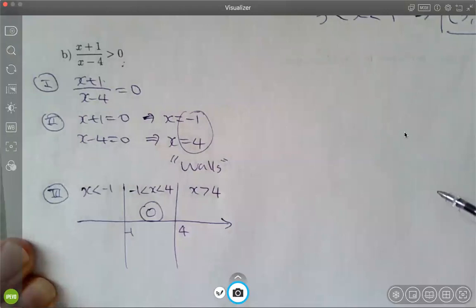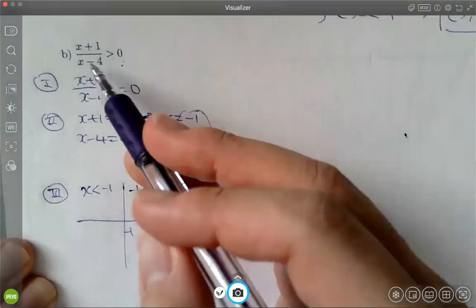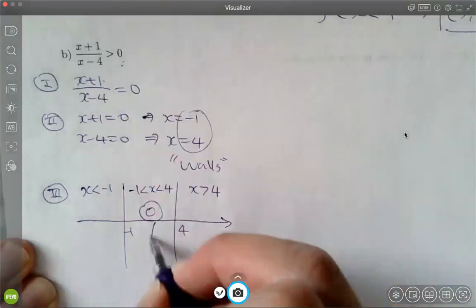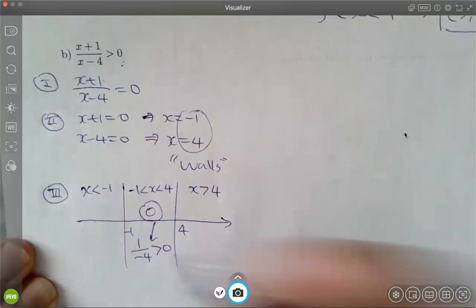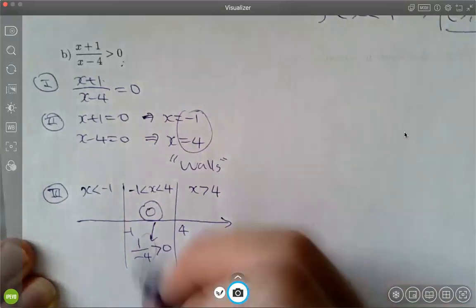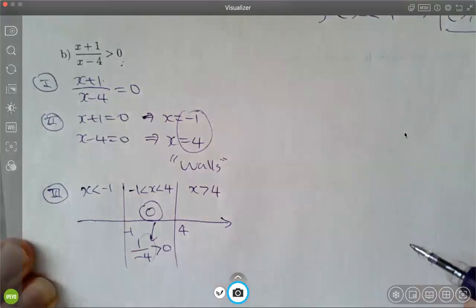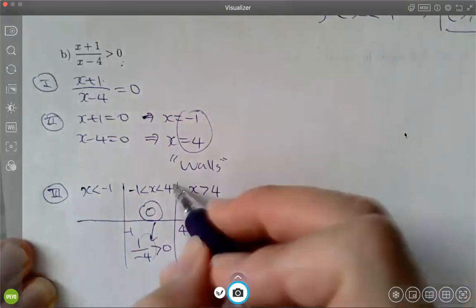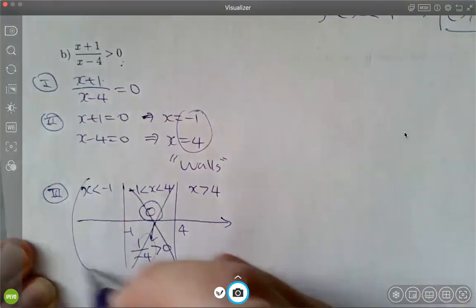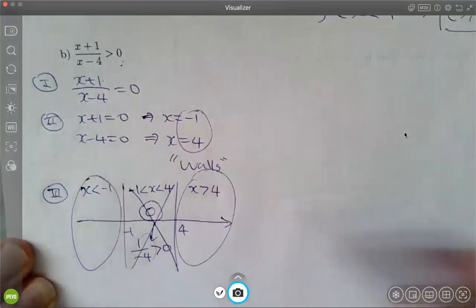So now plug in 0 to the inequality. What do you get? 1 over -4 is greater than 0. And is this true or false? False, right? Because that's a negative number and it can't be greater than 0. So that's out. What's going to happen for the other two regions? Keep them, right?